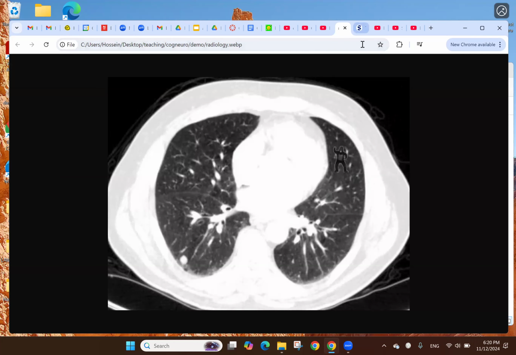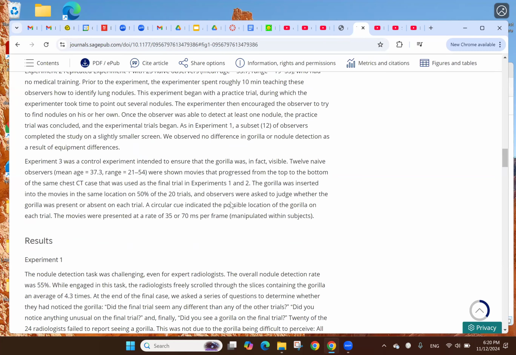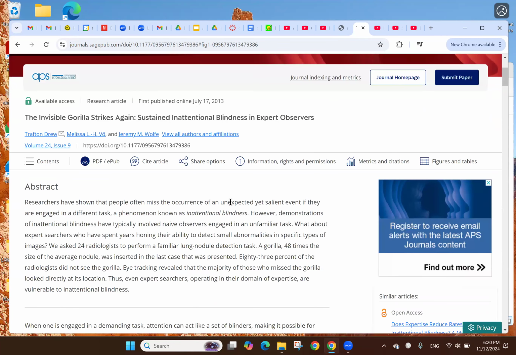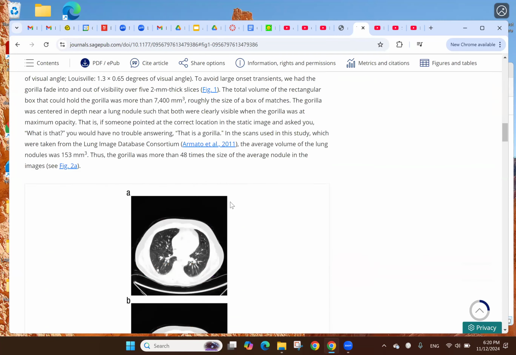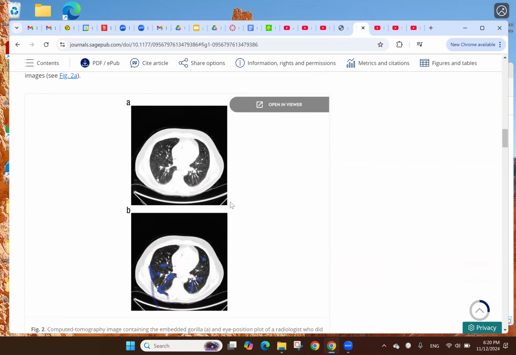This is from a study called The Invisible Gorilla Strikes Again: Sustained Inattentional Blindness in Expert Observers. Imagine the way a radiologist would go through this: you have a stack of images from the top to the bottom of the lung. You scroll through it, spend a little time on every image, maybe attend to part of it, then scroll back and forth to see what the volumetric looks like, and then go through the whole thing.